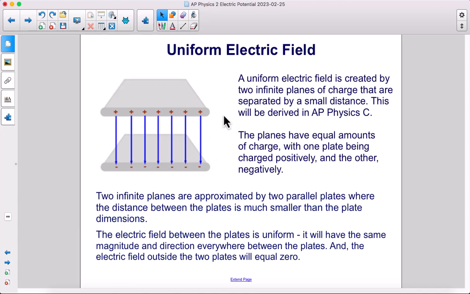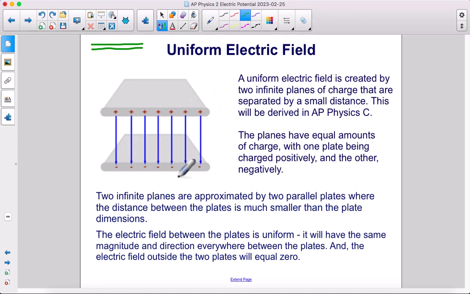This will be derived eventually in AP Physics C. The planes have equal amounts of charge, with one plate being charged positively, like this plate on top here, and the other negatively. Two infinite planes are approximated by two parallel plates, where the distance between the plates is much smaller than the plate dimensions, so this is not to scale. A real to scale version would look more like, here's one plate, there's another plate. They'd be very close together compared to how long they were.